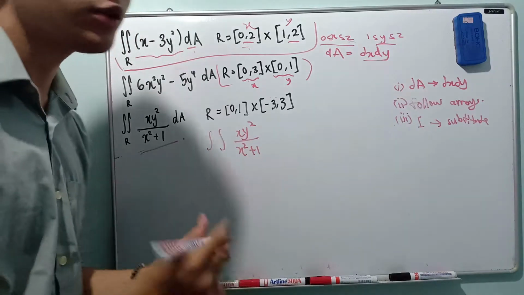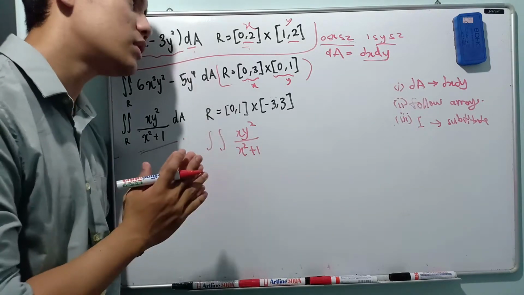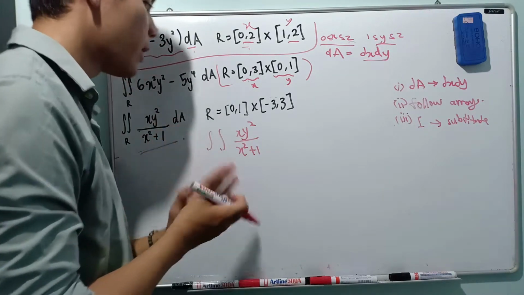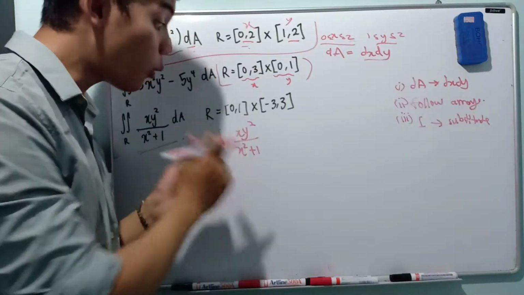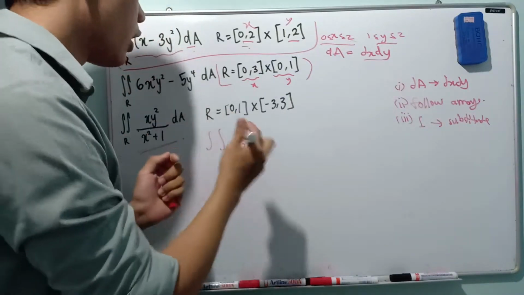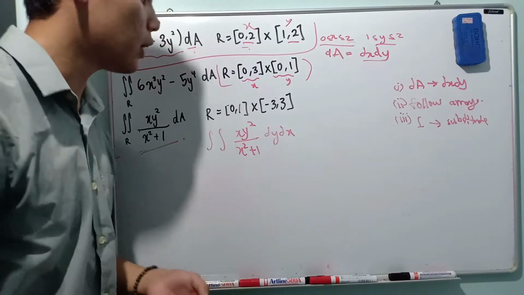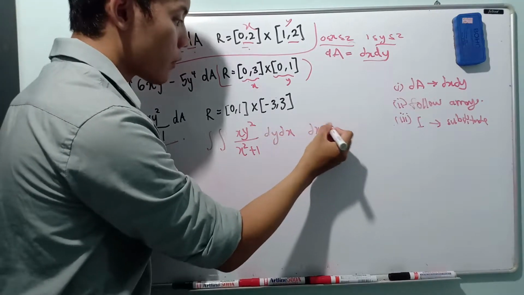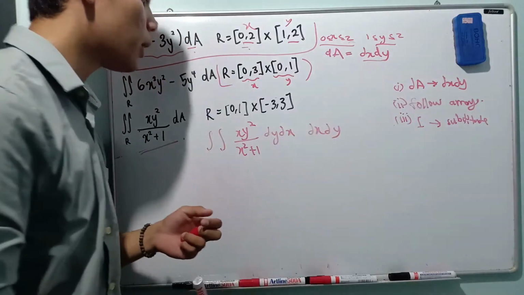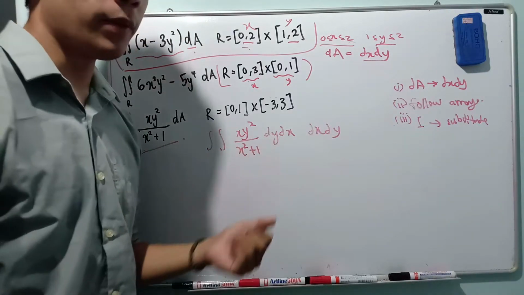Maybe some of you are going to ask me, why are we going to apply Fubini's theorem? For this question, I'm going to show you how we apply Fubini's theorem. Let's say some of you want to start with dy and ds first, or maybe ds and dy. You can choose either one. So how are we going to apply Fubini's theorem?